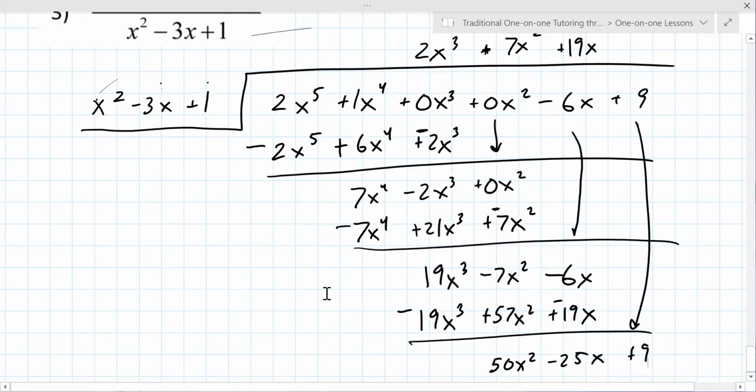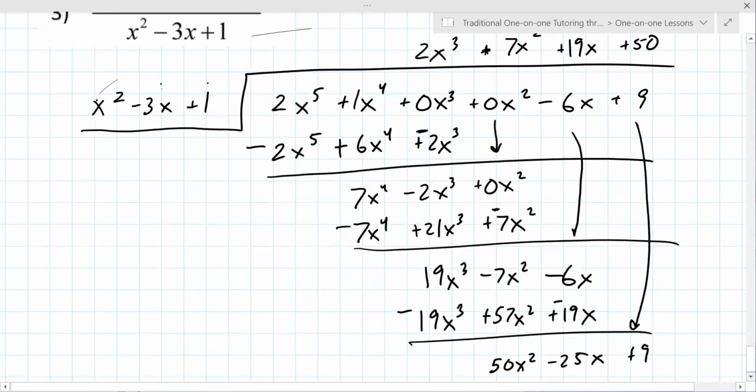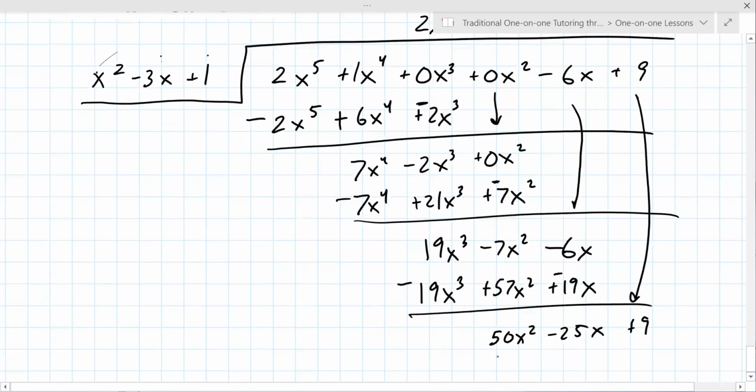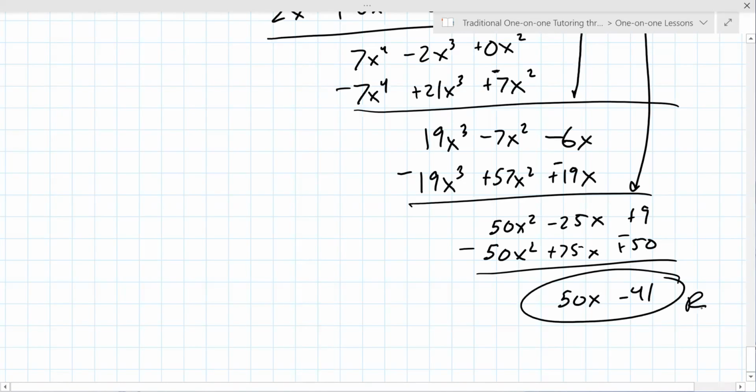Again, kind of the same deal. How do you get 50x squared from x squared? Well, it's plus 50. So you got 50x squared minus 75x plus 50. Change the sign of each of them, negative, positive, negative. 50x minus 41. So this is your remainder. It's quotient plus remainder over divisor.